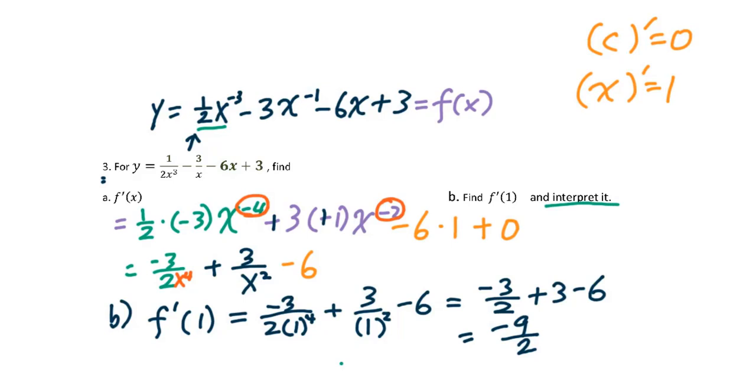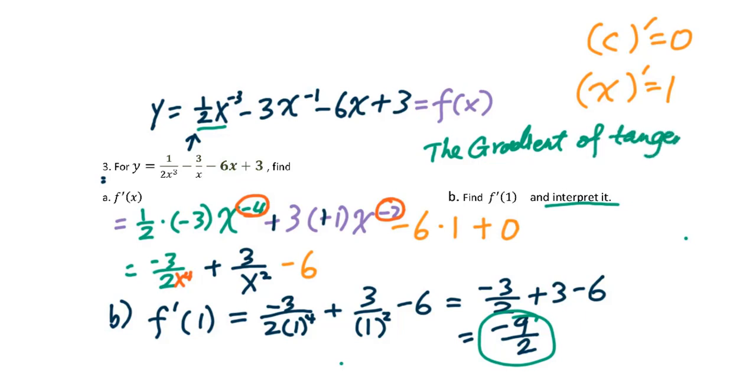Interpret this value, which means the gradient of the tangent line of the curve at x equals 1 is negative 9/2.